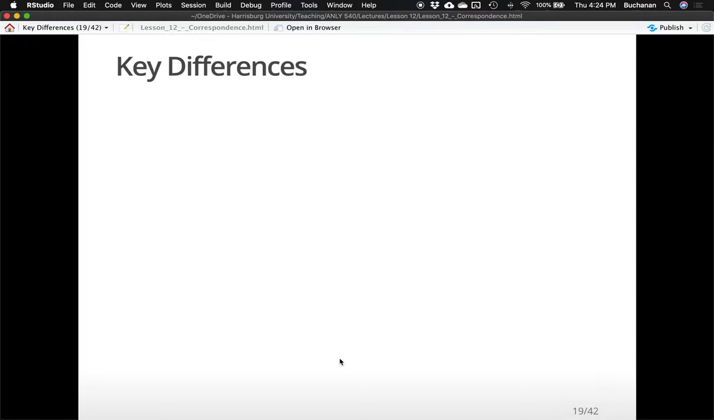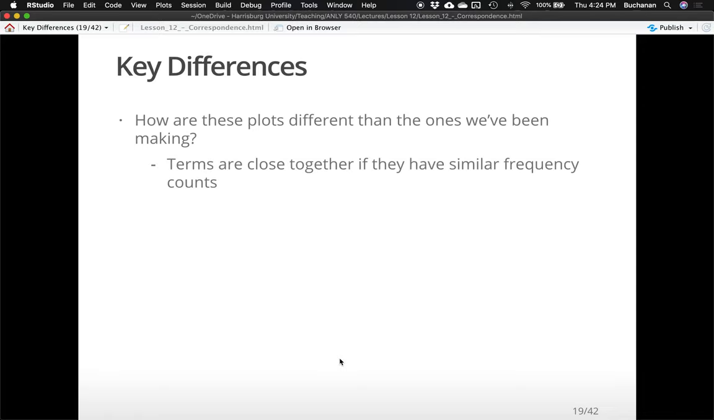Okay. So I would interpret that. And I would say, how are these plots different than the ones we've been making? They aren't. So terms are close together if they have similar frequency counts. Before we were saying that these had the same distances on a multidimensional scale, the same dimensions, sorry, wrong word. PCA and EFA, we were saying that they had the same pattern of relationship to each dimension. So they were all positive, were all negative, or were stronger for, you know, factor one over factor two.